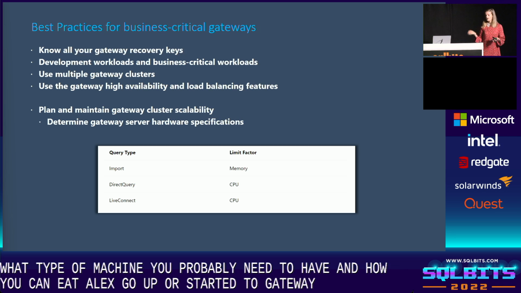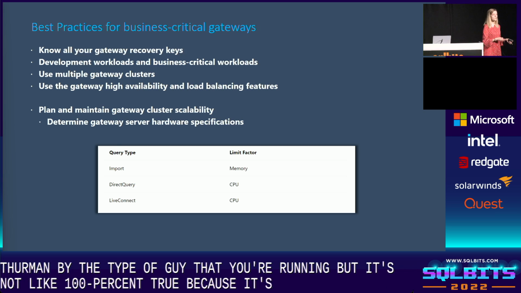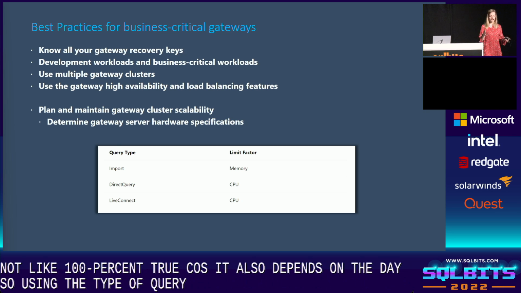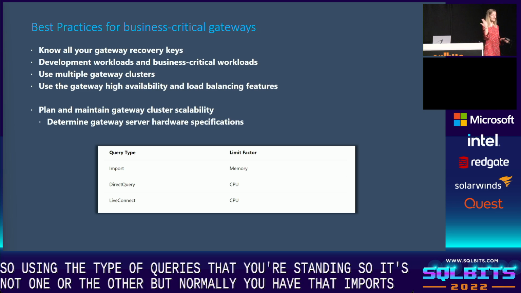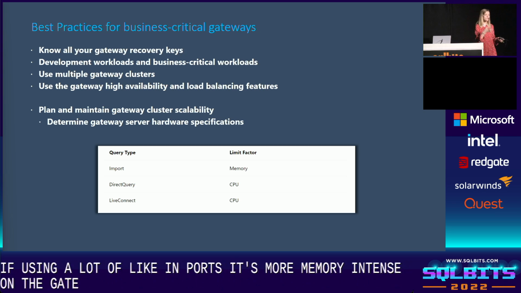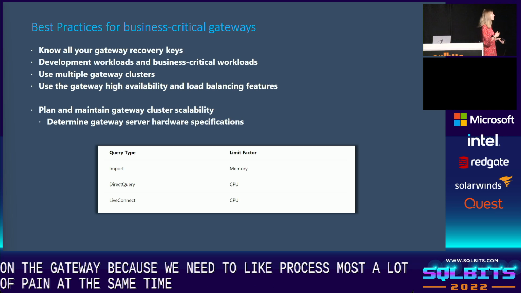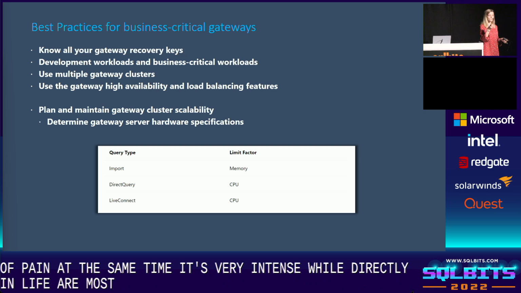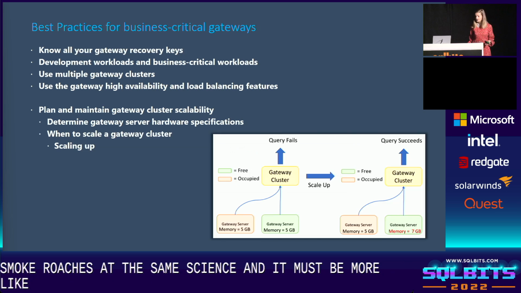The load on your gateway is determined by the type of queries that you're running, but it's not 100% true, because it also depends on the data source you're using and the type of queries that you're sending, so it's not one or the other. But normally, if you're using a lot of imports, it's more memory intensive on the gateway because we need to process a lot of data at the same time. Direct query and live connections mostly send small queries, but a lot of small queries at the same time, so that's more CPU intensive.